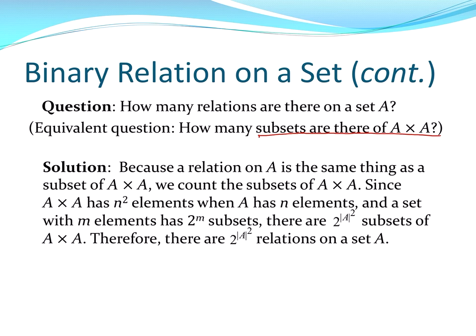So here we're going to apply that. If we're talking about the number of elements in A cross A, it has n squared elements when A has n elements. And the number of subsets of a set is 2 to the m, where m is the set's cardinality. So I'll just plug in the cardinality of A cross A, and there are 2 to the cardinality of A squared subsets of A cross A, or 2 to the n squared.